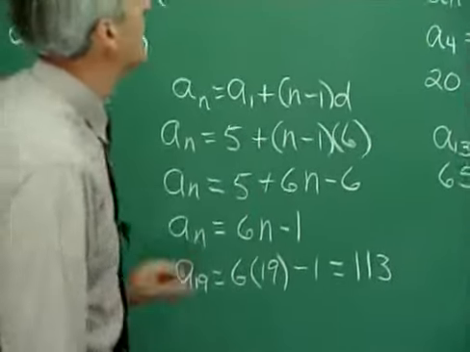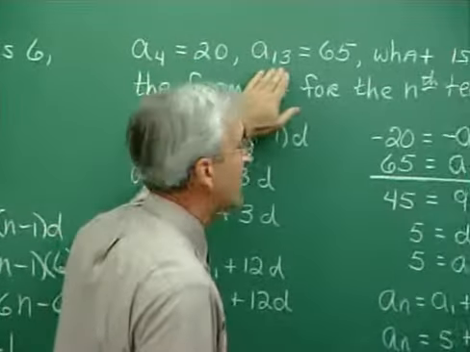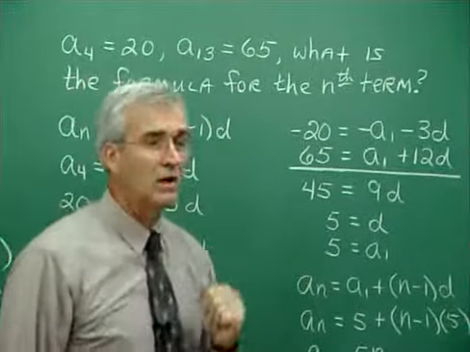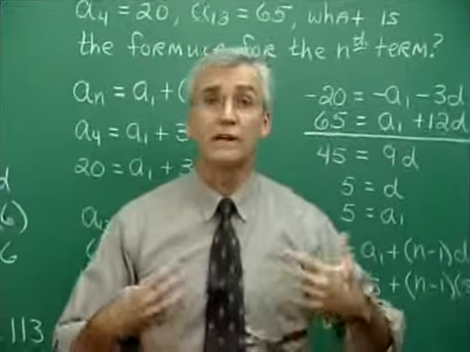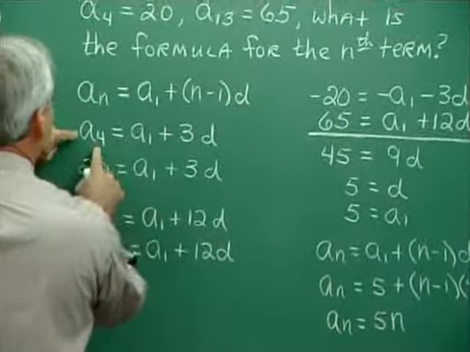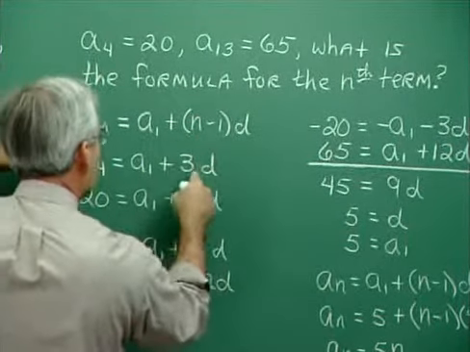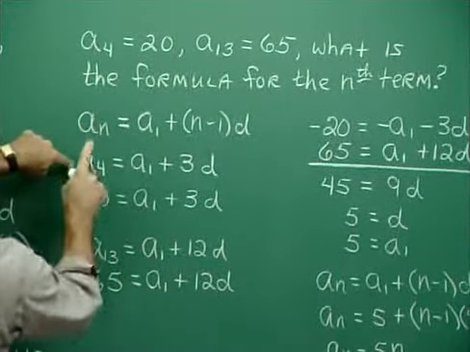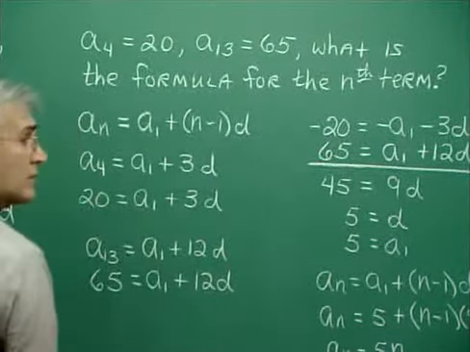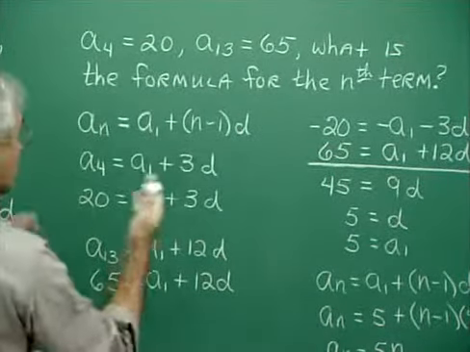Here's another situation. We're told that a sub 4, the fourth item in the sequence, is 20. A sub 13, that is the 13th item in the sequence, is 65. What is the formula for the nth term? Well, once again, we use that general model and just fill in given information. The general model is this. And for a sub 4, it's a sub 1 plus 4 minus 1, or 3 differences. But we're told that a sub 4 is 20. So this is 20 is equal to a sub 1 plus 3 times the common difference. All right, and the information about the other item in the sequence, a sub 13, is 65.